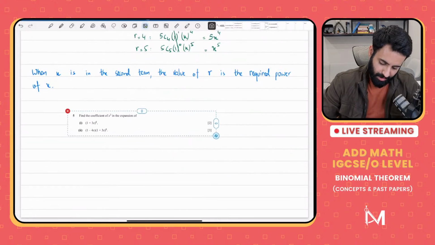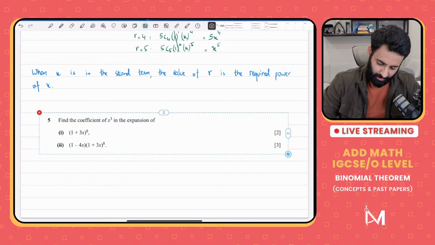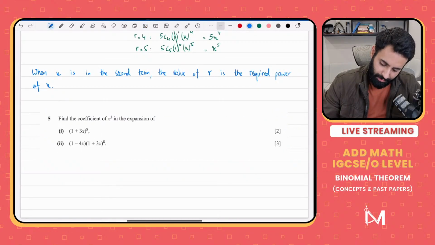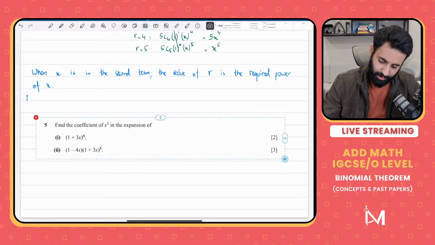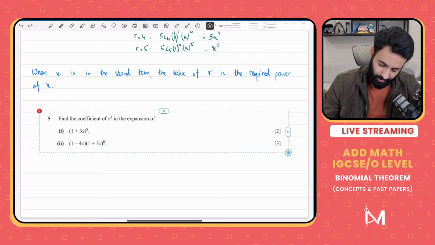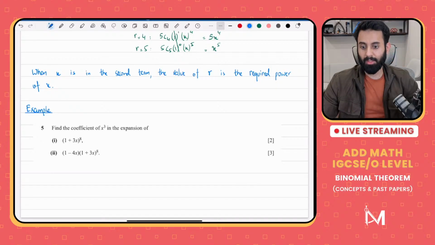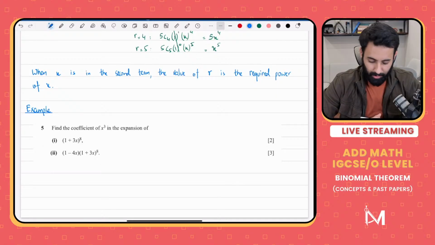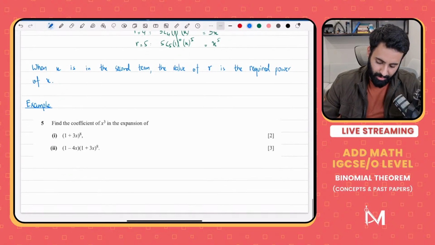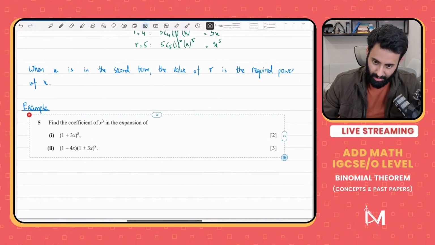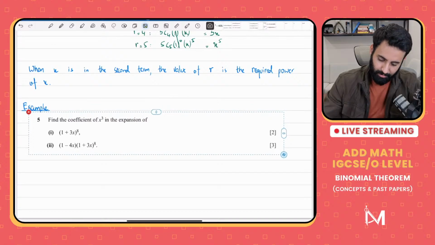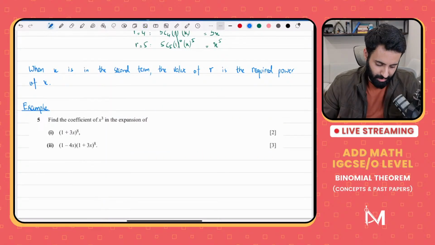So here's an example. Notice that the question is saying that we have to find the coefficient of x cube in the expansion of a certain binomial. Now here, if you expand the entire thing, that'll be a total waste of time, so don't waste your time trying to expand the entire thing. Notice that x is in the second term. That means the value of r will be the required power of x.